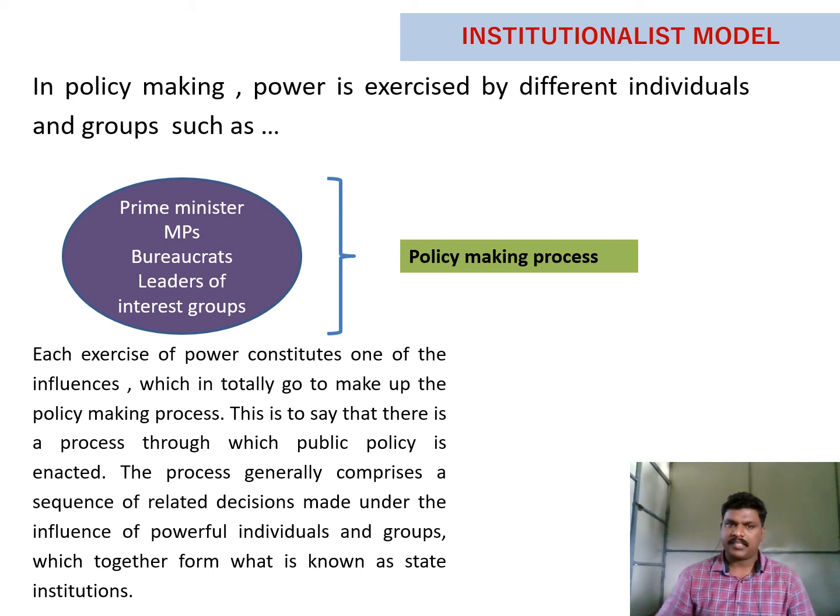The process generally comprises a sequence of related decisions made under the influence of powerful individuals and groups. And also the influence is coming from outside of the institutions, that means from the public. As social groups, as interest groups, the pressure is also coming from external sources. The institutional approach considers all these as institutions, not only the physical structure or the buildings of a parliament. What is an institution? It is not just a parliament.